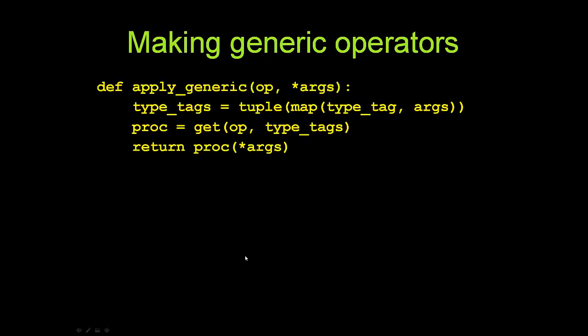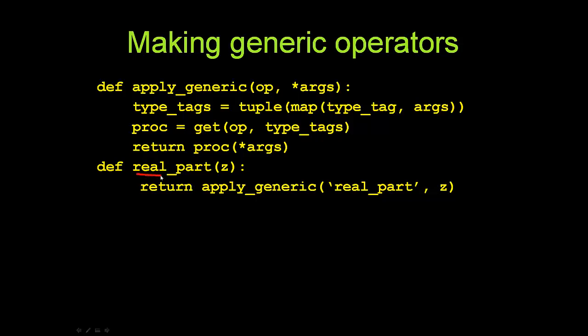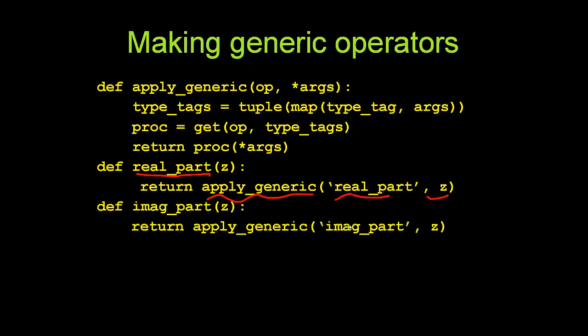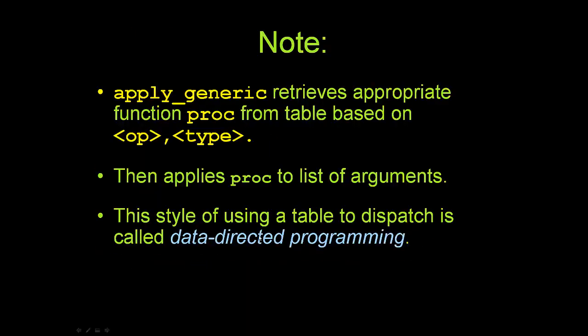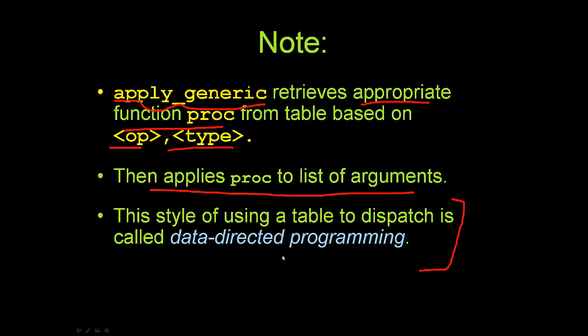Let's take a look at how you actually do the generic operators. So let's say you want to do real part of z. Then you basically use apply generic with real part and z. For imaginary part, you apply generic with imaginary part and z, and so forth. Now what happens is that apply generic will retrieve the appropriate function, or proc, from the table based on op and type. Then it applies proc to the arguments. This style of programming, as I mentioned, is called data-directed programming.